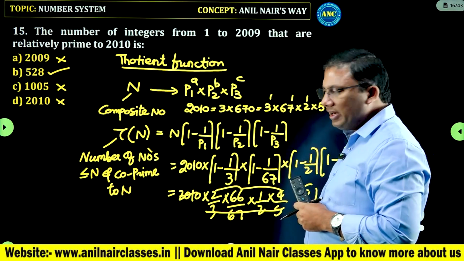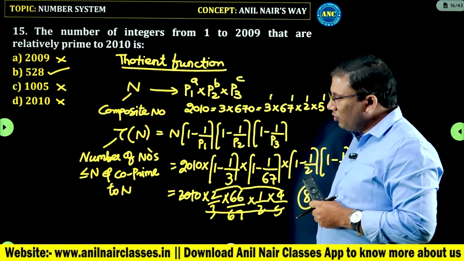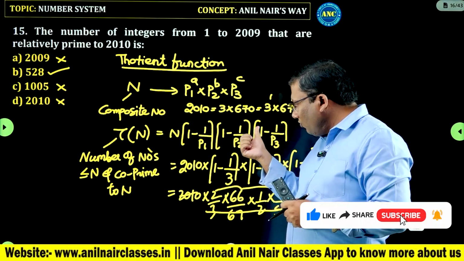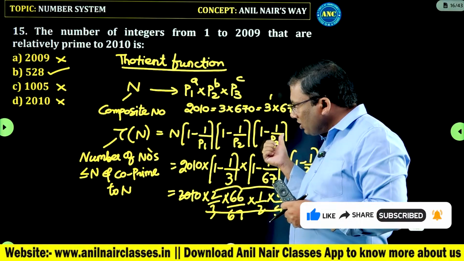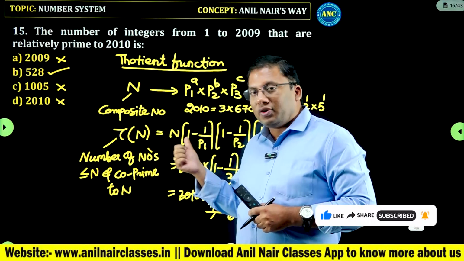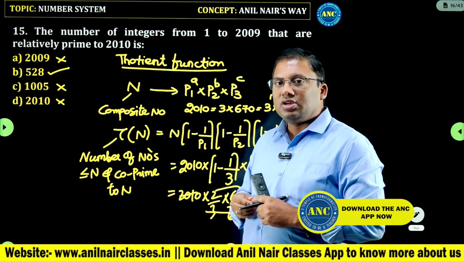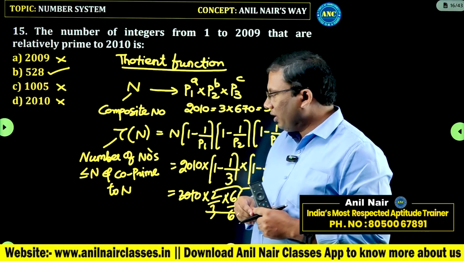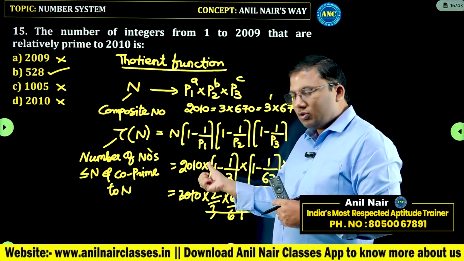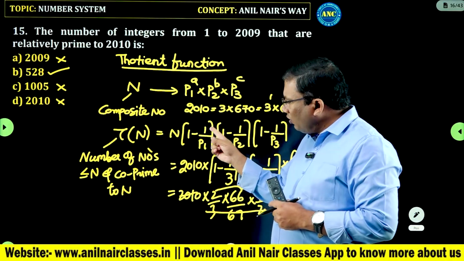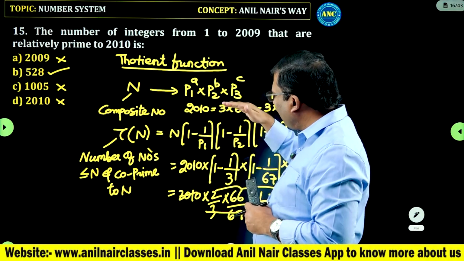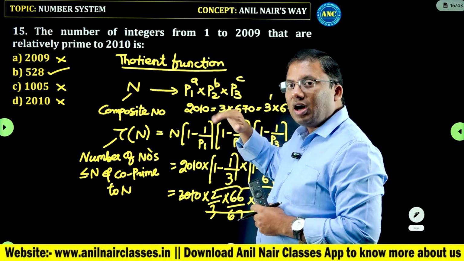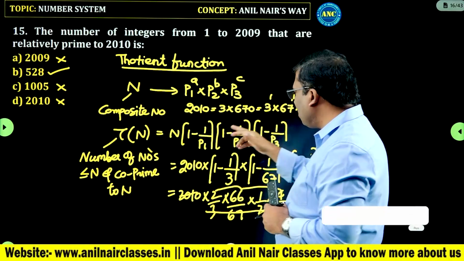I hope the idea is very much clear to you. Phi of n will be n into 1 minus 1 by P1, 1 minus 1 by P2, 1 minus 1 by P3. What does this function give? It gives the number of numbers less than or equal to n and co-prime to n. 2010 into 1 minus 1 by 3. Sir, how did you get 1 minus 1 by 3? For every 3 consecutive numbers, one number is divisible by 3. How many are not divisible? 1 minus 1 by 3.